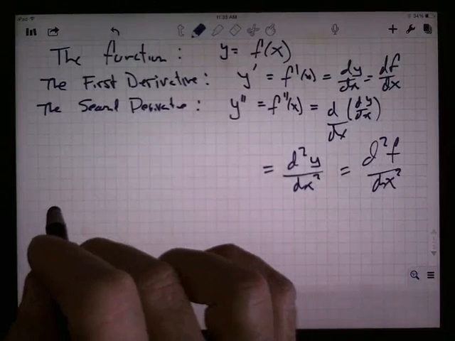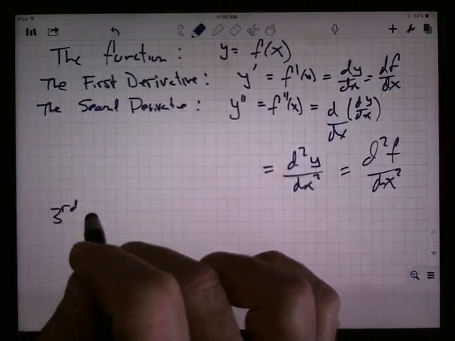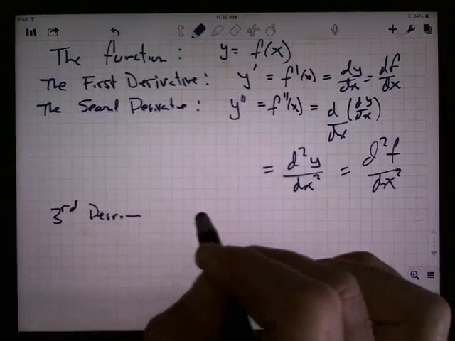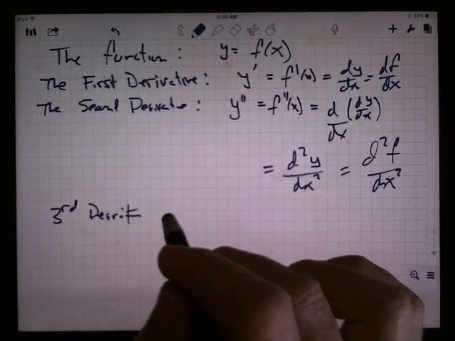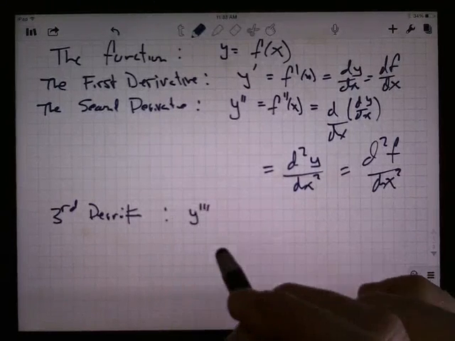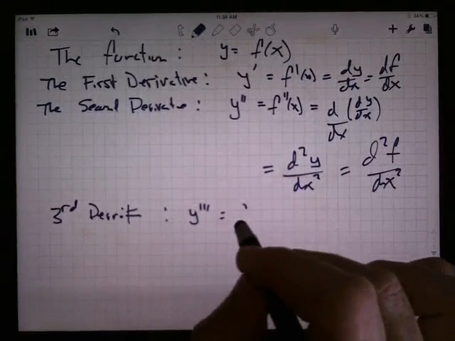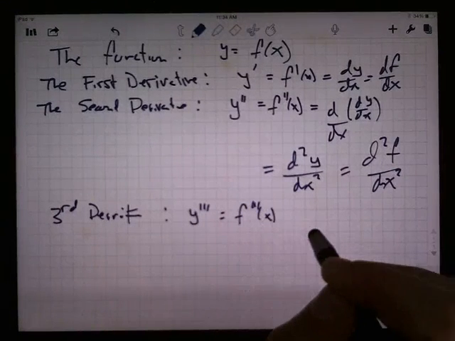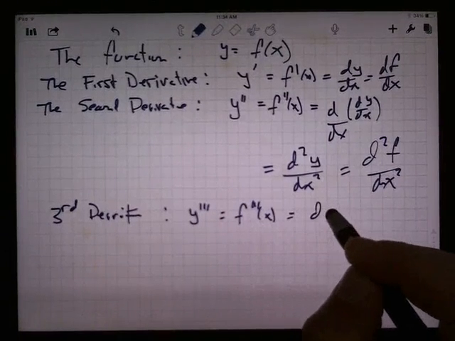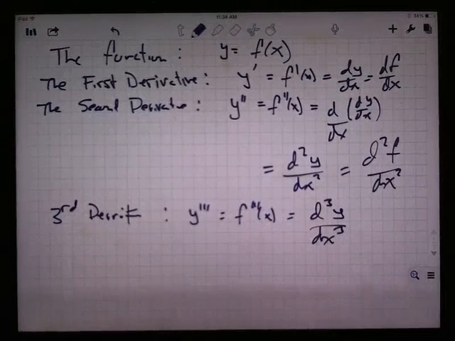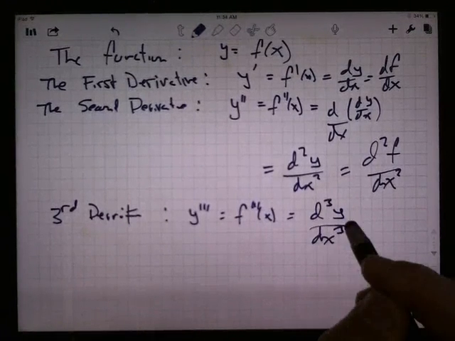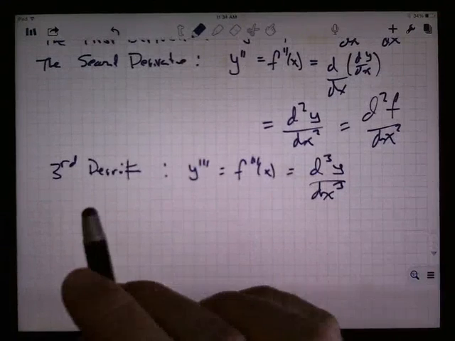So we have the third derivative. It looks like y triple prime, or f triple prime of x, or in Leibniz notation, I would have d cubed y dx cubed. Right? That's the third derivative of y.